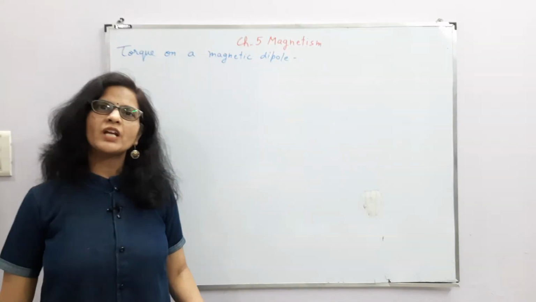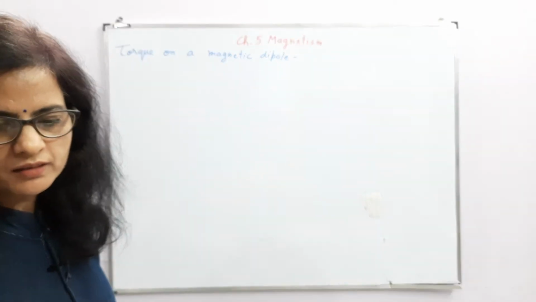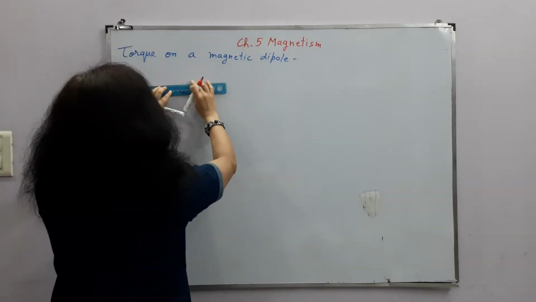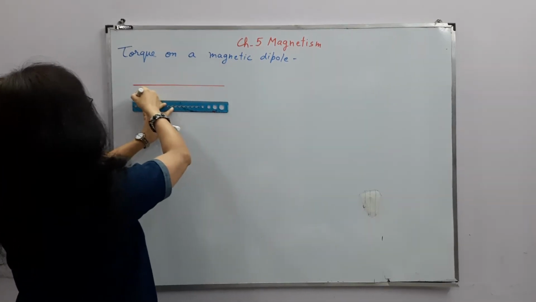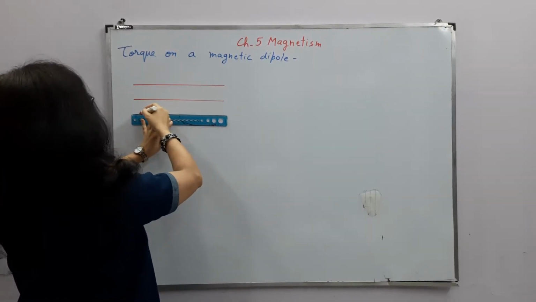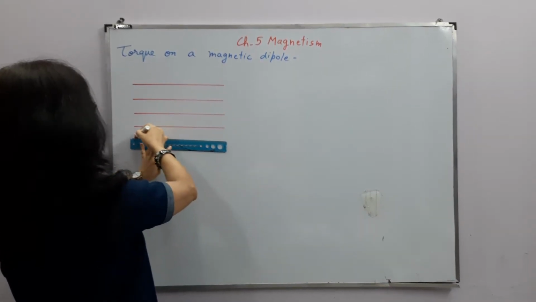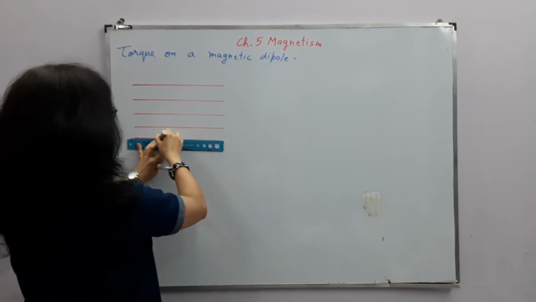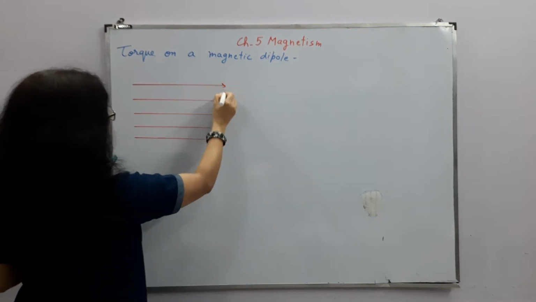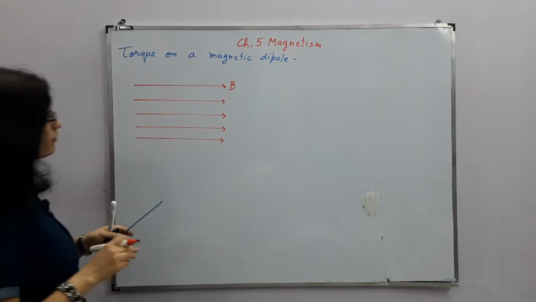Hello everyone. Today we will discuss the torque acting on a magnetic dipole. For that, let's consider a uniform magnetic field. So this is the uniform magnetic field. The direction is towards right. The parallel lines show that it is a uniform magnetic field.